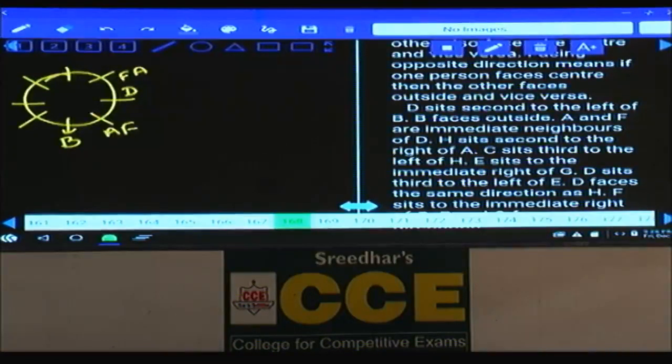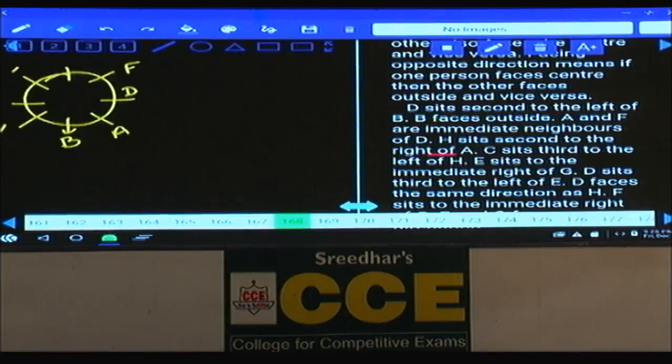H sits second to the right of A. H is seated second to the right of A. Yes, A is here, H can be here, or A is here, H can be here. How many possibilities we have? 2 possibilities. As you are having 2 different possibilities, let us fix this A and F. Now if I take A at this place, then F will be here, 1 possibility.